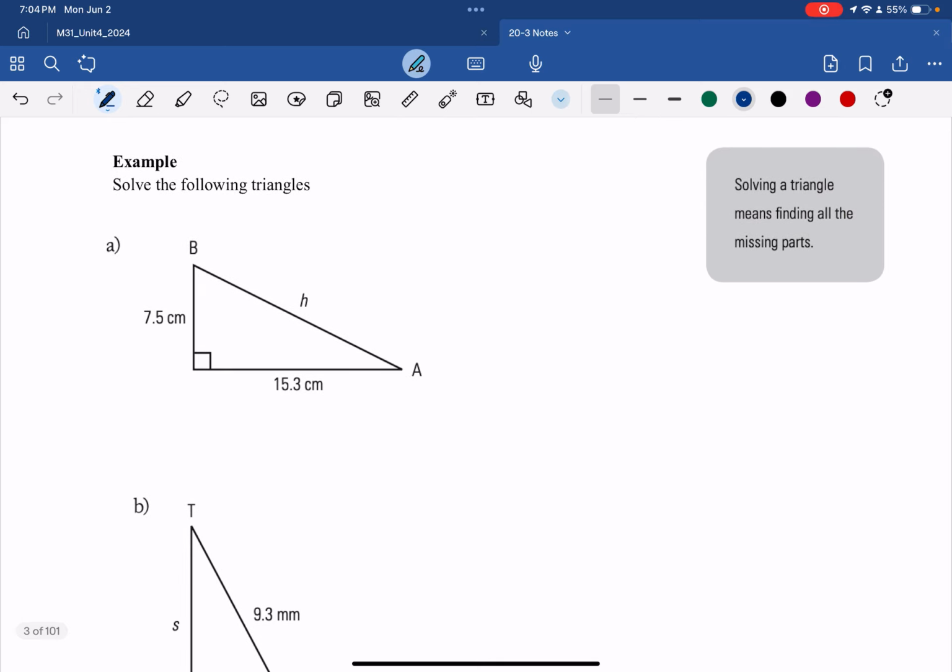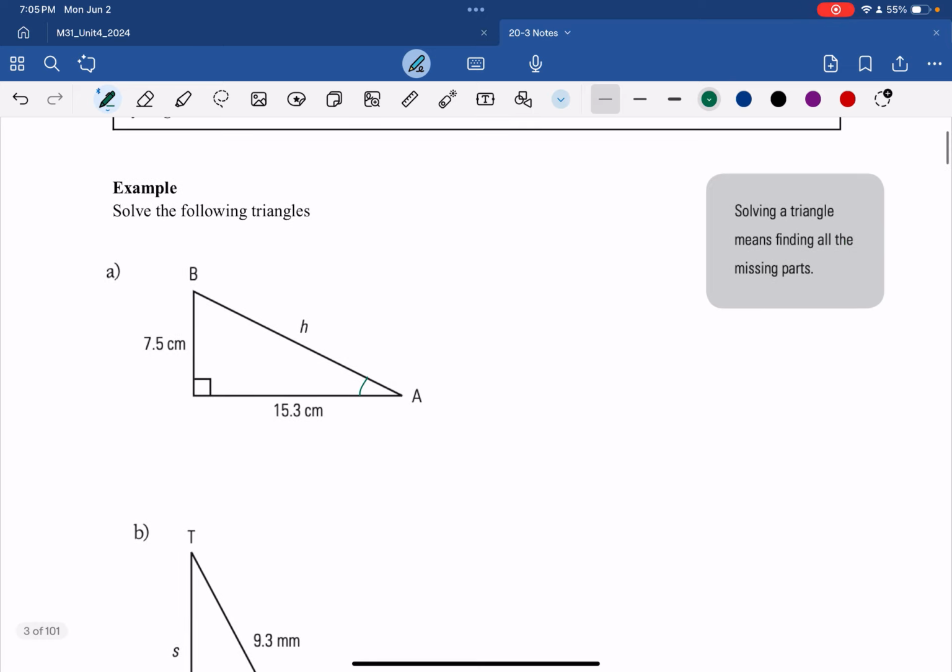Okay, so the first couple examples here, we're going to solve the following triangles. And if we're solving a triangle, that means we're looking for all the missing pieces. So if I look here, I'm missing this side length as well as these two angles. So I need to find both of those, or all three of those. So I'm going to start by finding an angle first. So I'm going to start and find angle A here. So this is labeled A, so that means that this angle is angle A.